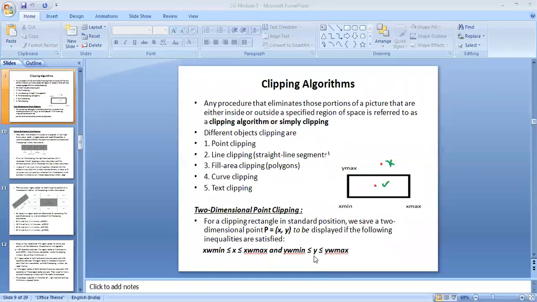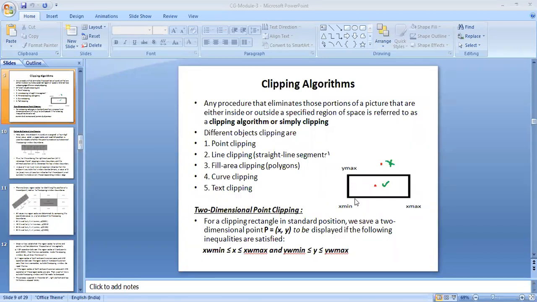That is, if the y quadrant is greater than y min and if it is less than y max, then I can retain the point, right? So I will retain this point. Coming to this point, this point lies within x min and x max, no problem. Yes, this constraint will be satisfied.